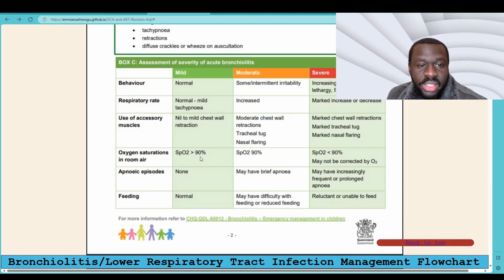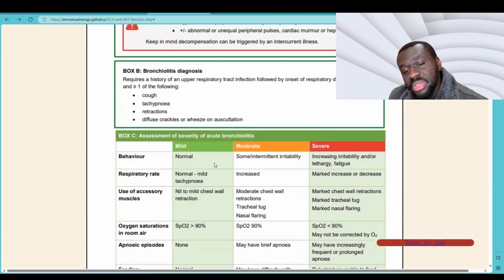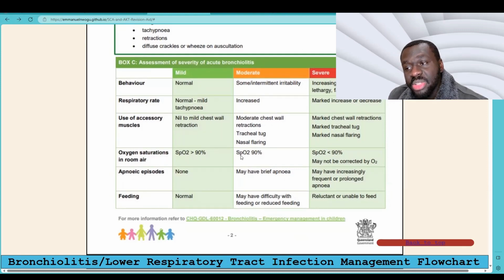Oxygen saturation more than 90%, you're thinking mild. If it's less than 90, it may not be corrected by oxygen, so have a very low threshold. Apneic episodes. But most importantly, even if you're thinking mild, if you're thinking moderate, speak with PEDS. If you're thinking mild bronchiolitis, what I typically look out for is oxygen saturation, presence of retraction, subcostal, intercostal retraction, nasal flare, and things like that. And of course, feeding. If the child is not feeding, not wetting nappies, think circulatory collapse is pending as well.